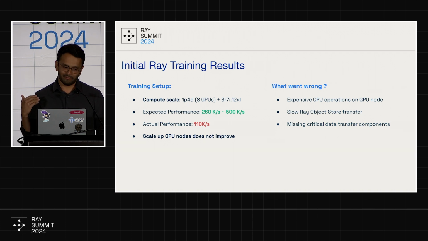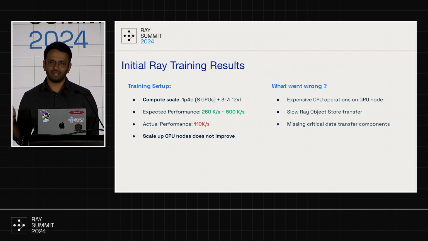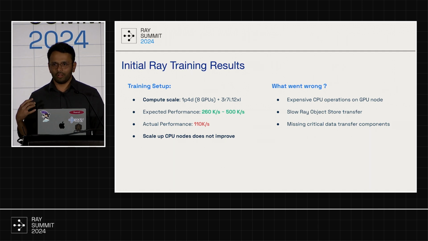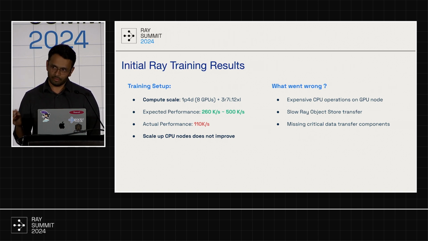And when we tried to figure out what went wrong, there were a few things that we saw. First is that because of the way Ray data and Ray data iterators are set up, the expensive CPU pre-processing parts, at least some of them, are still happening on the GPU nodes, which is not what we wanted. The second is, because of the volume of the data that our model needs, the Ray object store transfers itself started becoming a bottleneck. And the third thing is, because Ray data is a general purpose data pre-processing system, it was lacking some of the critical data transfer components that machine learning models need, like GPU preloading and memory pinning. And so that's what we ended up doing. And I think Raymond can continue the rest of the story.